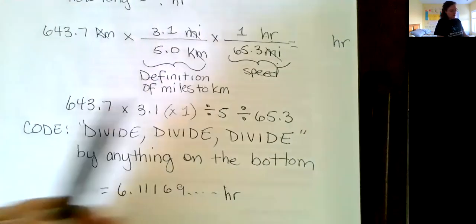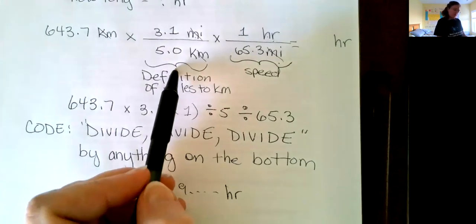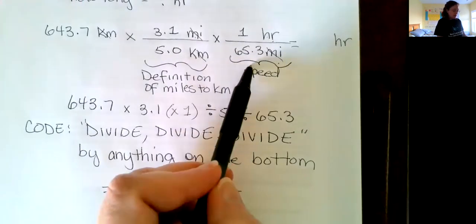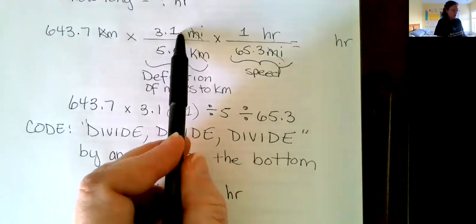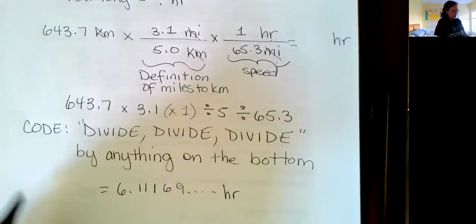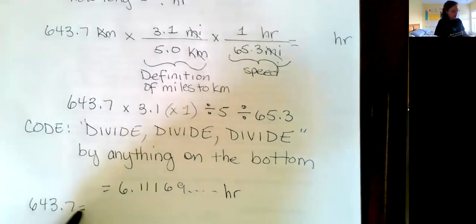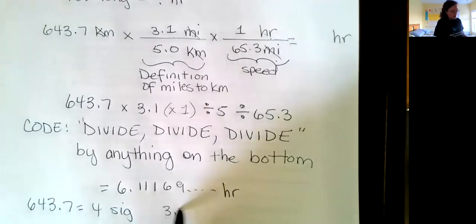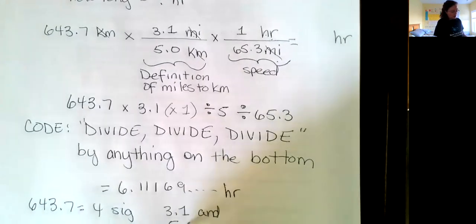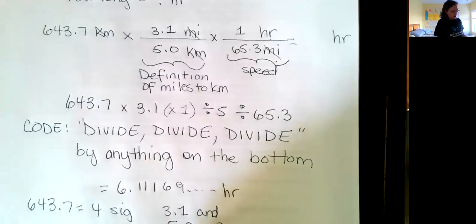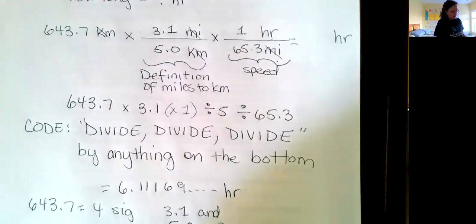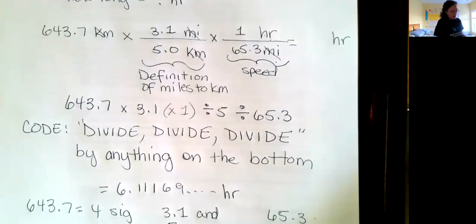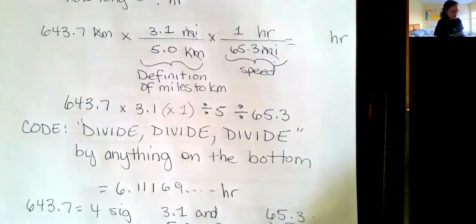Now, what should we do for this? So what I should have done was put 0.2 and 0.0. Let's take a look at what we have. 643.7 is 4 sig figs. The 3.1 and 5.0 are equal to 2 sig figs. The 65.3 miles per hour, that is 3 sig figs.